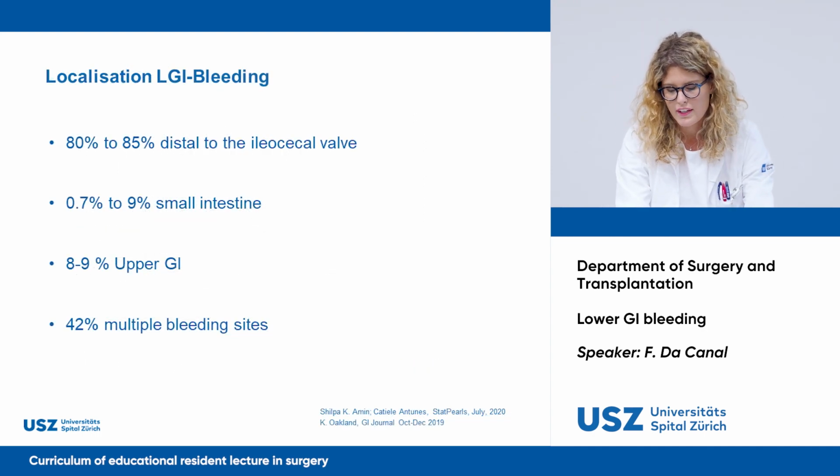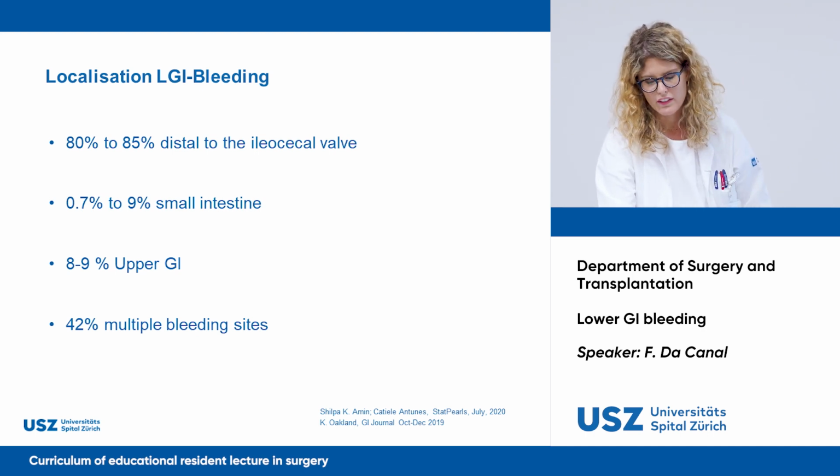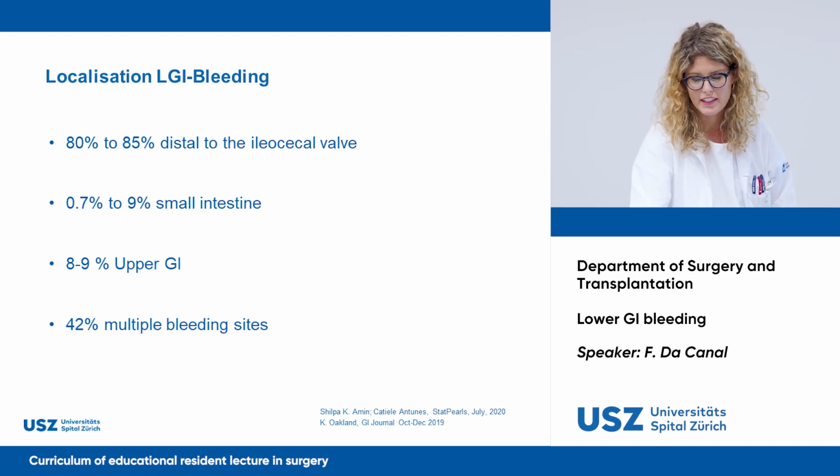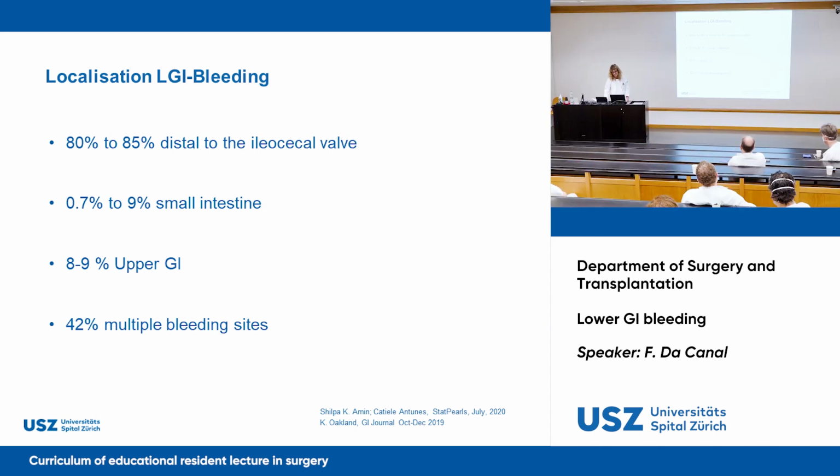Approximately 80 to 85% of lower GI bleeds originate distal to the ileocecal valve. In around 10% of the cases of lower GI bleeding, it is still an upper GI bleeding. And in around 42% of the cases, the bleeding is coming from multiple sites. Only a few bleedings originate from the small intestine. So the jejunum and the ileum are the overall least common location for a lower GI bleeding. That may also be confounded because the diagnosis in that place is difficult.